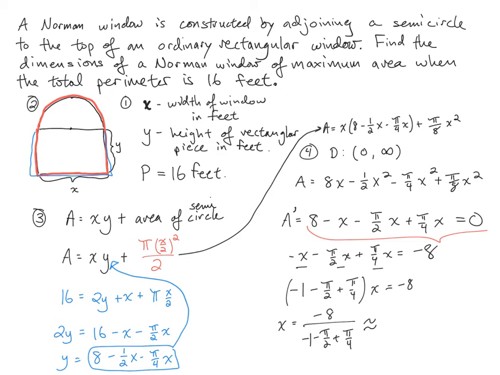This would give you approximately 4.481 feet. So the x value here is 4.481 feet. And this, again, is our critical value. So we still have to check to see if a maximum is happening there. Let's do that on the next slide.